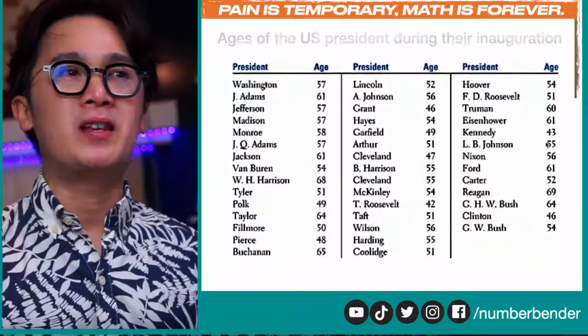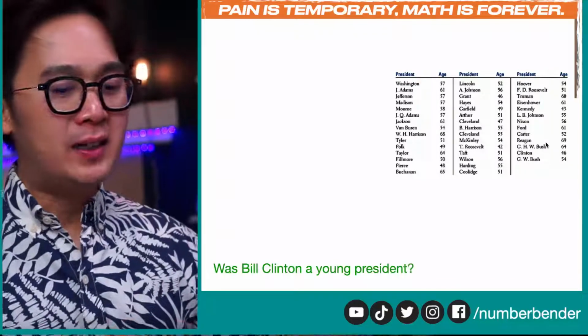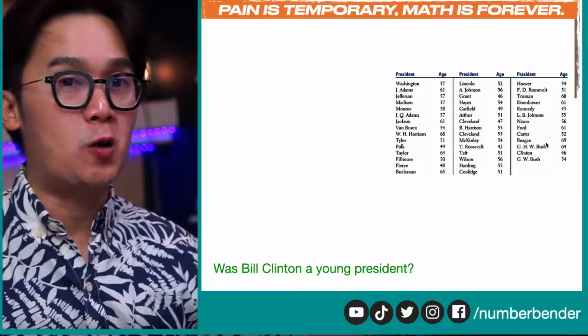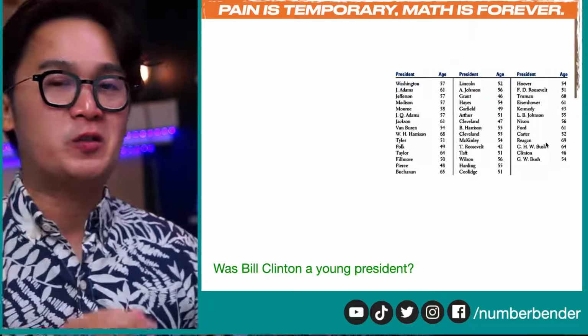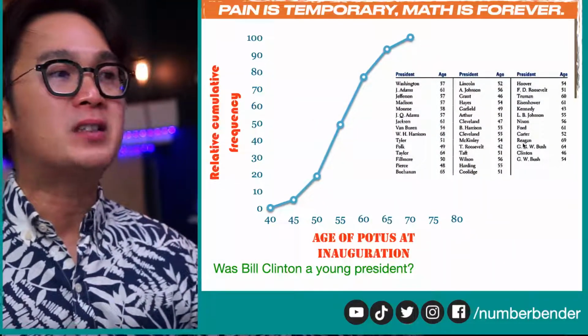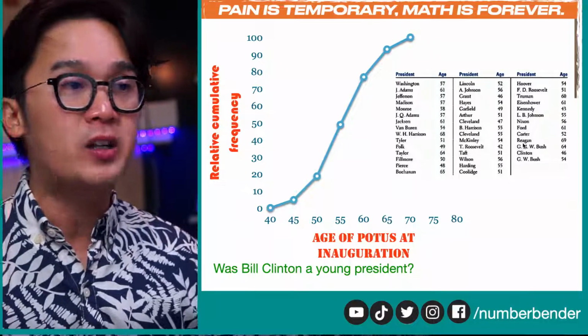And we're going to use this to answer this question. Was Bill Clinton a young president? And how are we going to answer this question using an ogive? Let's pull out the ogive. We're not going to do it from scratch. We're just going to use the ogive right here, which is the relative cumulative frequency graph of the US presidents' age during their inauguration.